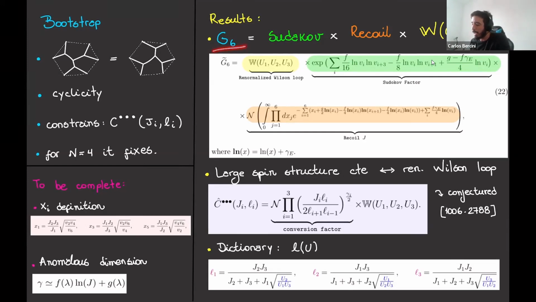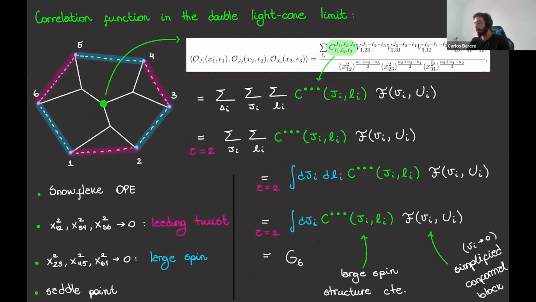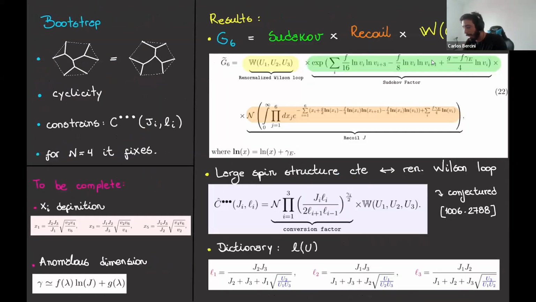In other words, we get that the 6-point function is the renormalized Wilson loop times some Sudakov factor times some recoil. But most importantly, in the very core of the 6-point function, as I advertised early, we have the 3-point function and the structure constant of 3 spinning operators. And it's precisely this, as was conjectured in this paper, it's precisely this structure constant of 3 spinning operators that in the limit of large spin gets mapped to the renormalized Wilson loop. And the precise map is here.